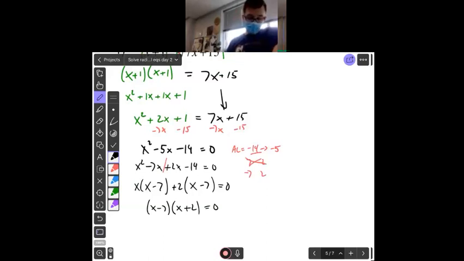You do that quick solve. Okay, x must be positive 7. x must be negative 2. All right, just flip that sign on those simple ones.